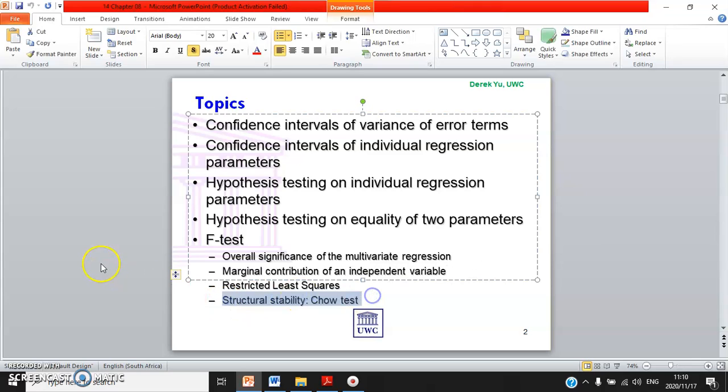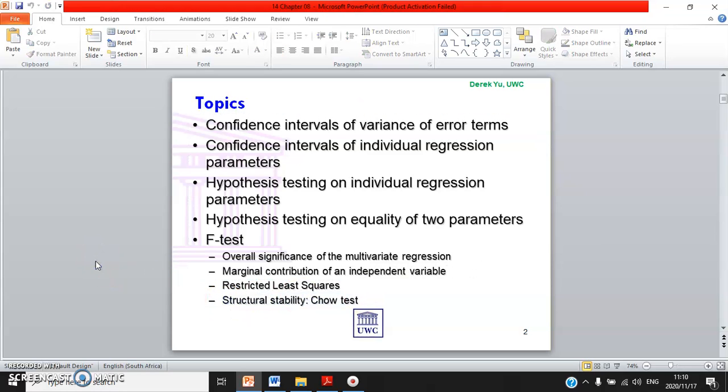Finally, structural stability Chow test. This is for time series regression only. We want to conduct an F-test to see if the slope parameter becomes completely different. For example, would it become steeper from a particular time onwards? Okay, we can't rely on graphical sketch only. We need to officially conduct the F-test.